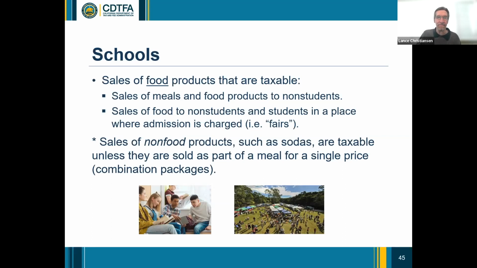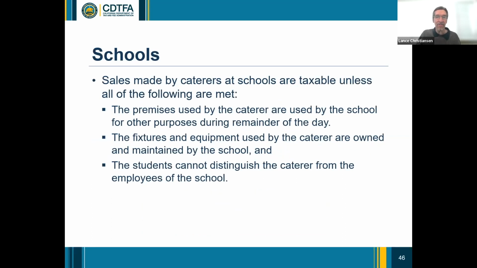Another thing about schools, if it's made by caterers, a lot of times these days, public schools and private schools have a caterer come in and sell their lunches to their students. Well, it can be taxable, but all these implications have to be covered. Are the premises that are being used by that caterer used by the school for other purposes during the remainder of the day? In other words, they're in an auditorium or something like that, or even a football field. Are the fixtures and the equipment being used by that caterer owned by the school?